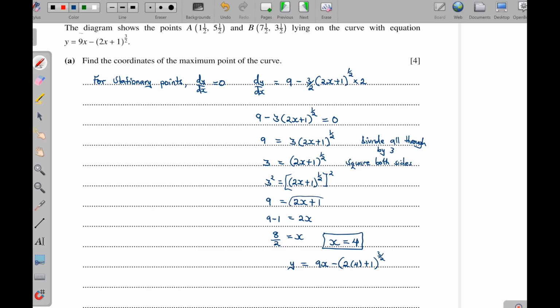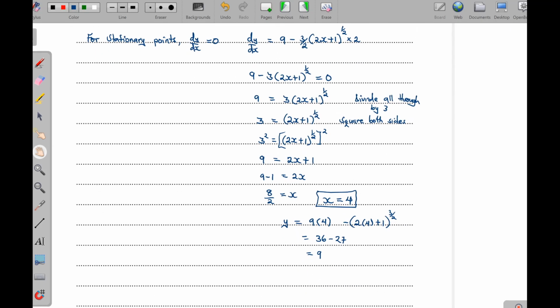Now, 2x plus 1, we have seen it is a 9. Or you want to say 8, then plus 1, 9. Then square root of 9 is 3, right? Then 3 cubed is 27. And by the way, I don't know why I never substituted the x here. So there is something wrong here. I'm supposed to have 9, then times the 4. So this one is going to be 36, then minus 27. And this one gives us a 9. So meaning the coordinates of the stationary point will be 4 and then 9.